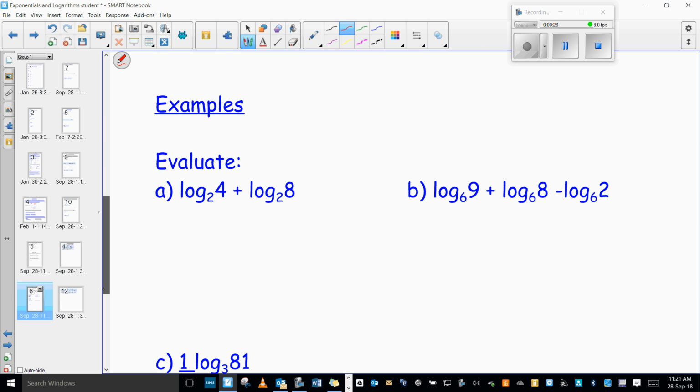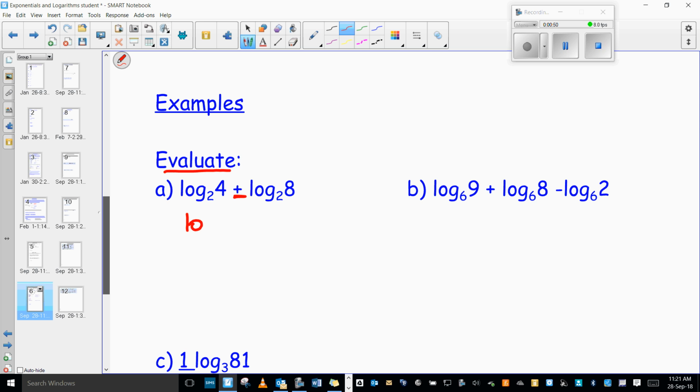Okay, so evaluate. To evaluate means we need to find the value of. So we need to end up with a numerical answer here. This is the kind of thing that could be on the non-calc, because as I said the other day, you could just chuck this in your calculator otherwise. So we've got log statements added together, so what can we do first? Multiply. So we would write log base 2 of 32. Lovely. So we've helped ourselves by doing that, but we've still got log base 2 of 32. We've got no idea what that is.